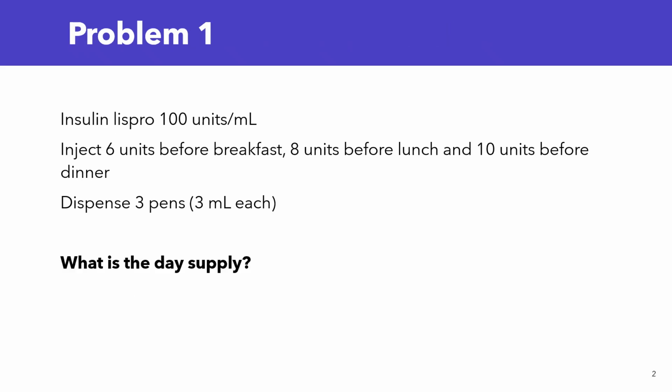Let's take a look at problem number 1. So this one is a bolus, a mealtime insulin. So insulin lispro 100 units per ml. Inject 6 units before breakfast, 8 units before lunch, and 10 units before dinner. Dispense 3 pens, 3 ml each. What is the day supply?